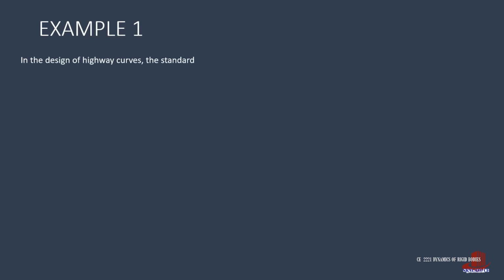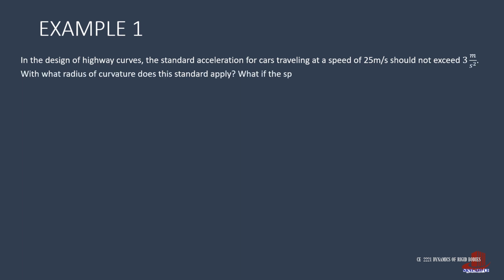The first example states: in the design of highway curves, the standard acceleration for cars traveling at a speed of 25 meters per second should not exceed 3 meters per square second. With what radius of curvature does this standard apply? What if the speed limit is raised to 30 meters per second? What radius of curvature should be applied?